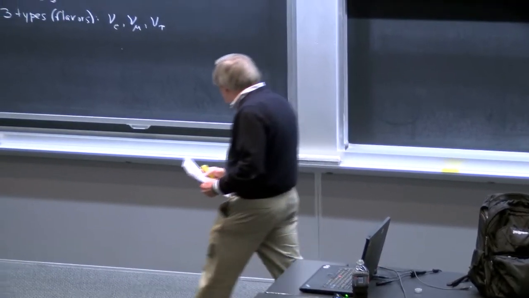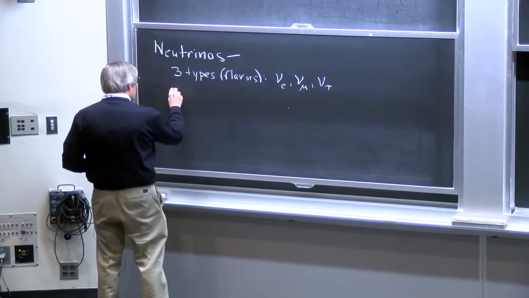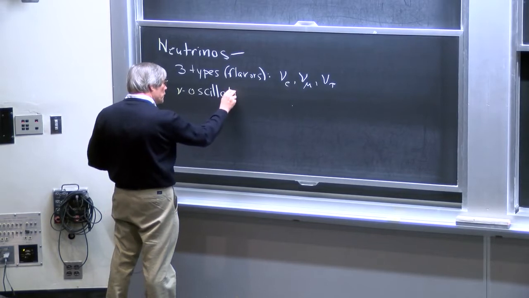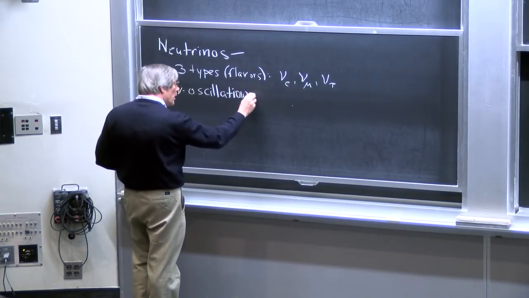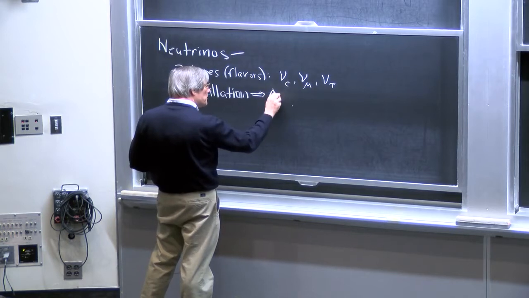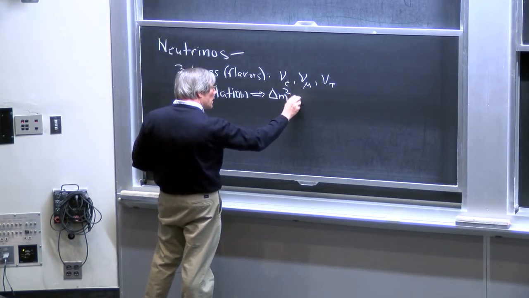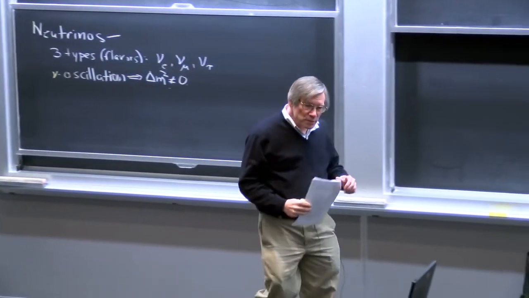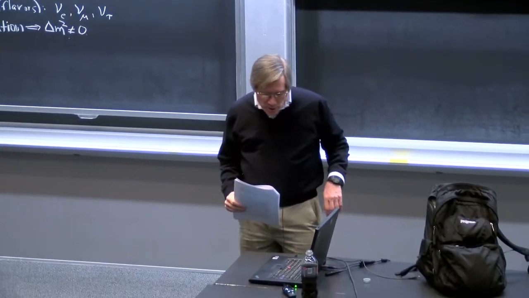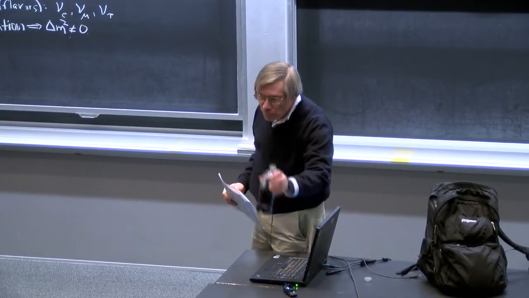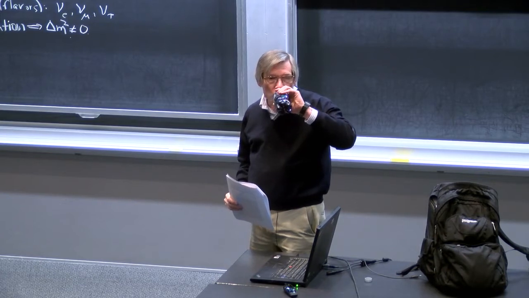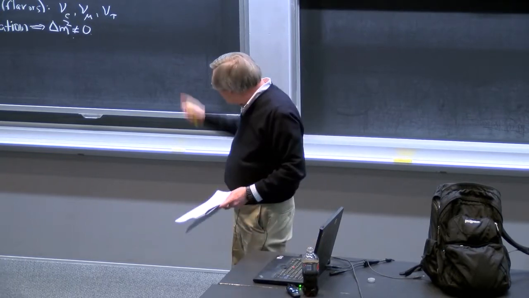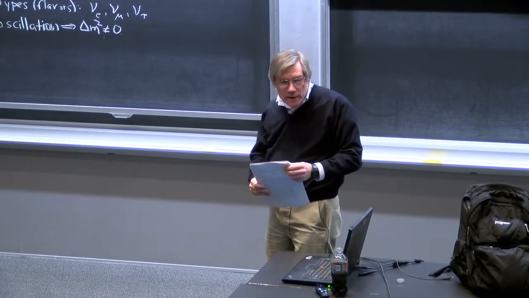So I won't write it again. But neutrino oscillation, which is what we call this, the conversion of one kind of neutrino to another, implies that delta m squared is not equal to 0. So it's still in principle possible that one of these neutrinos could be massless, but they can't all be massless. If one is massless, the other two have mass. And delta m squared is very small, so these would be smaller masses than any other particles that we know of in the universe.